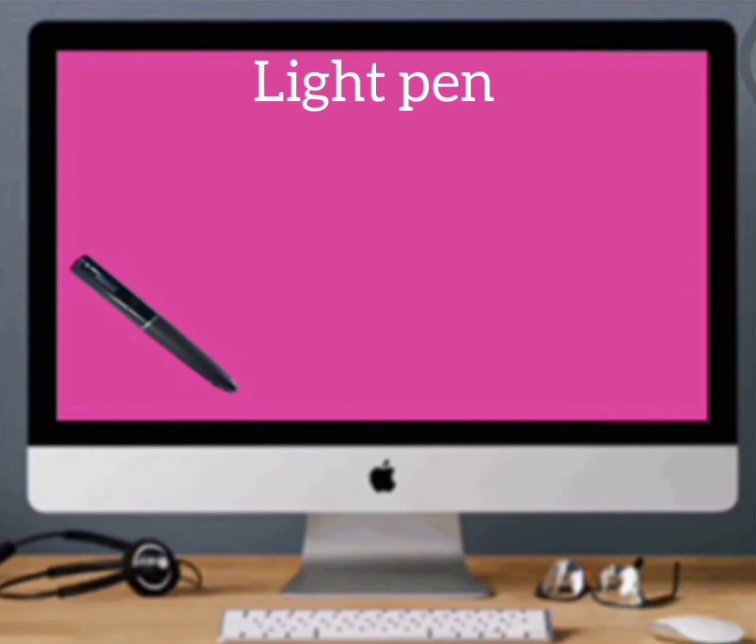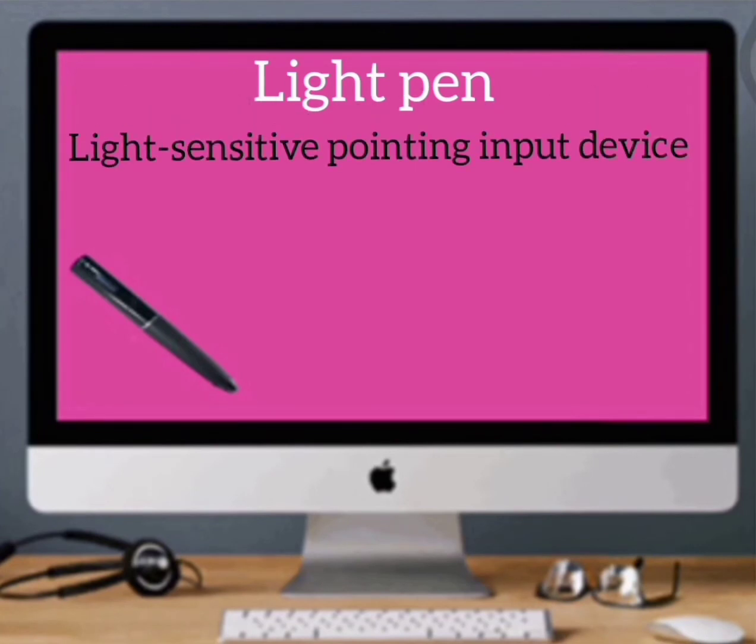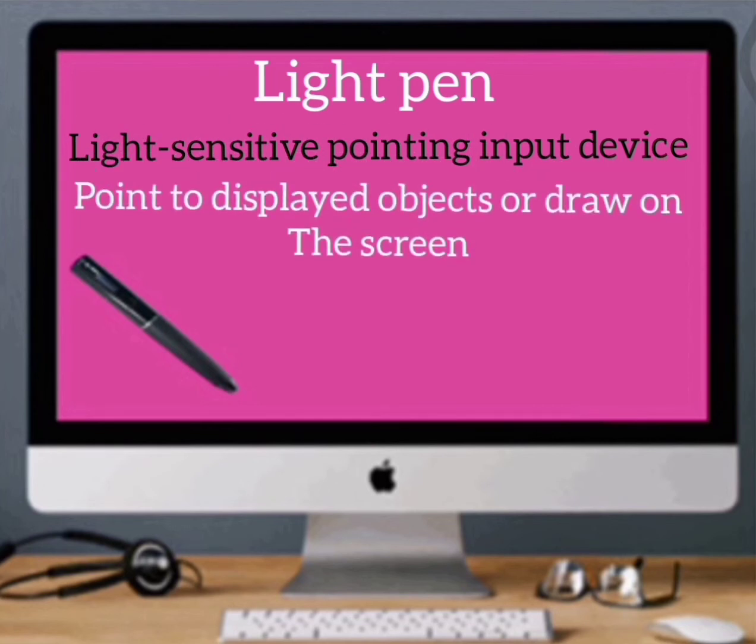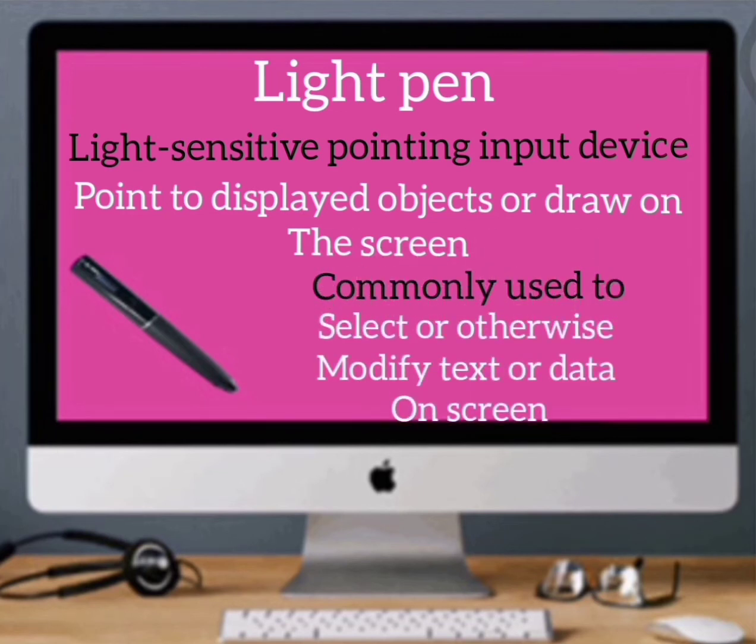Light pen. A light pen is a light-sensitive pointing input device. It allows the user to point at displayed objects or draw on the screen. Commonly used to select or otherwise modify text or data on screen.